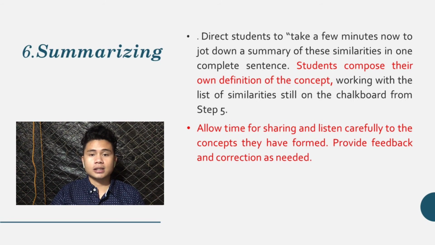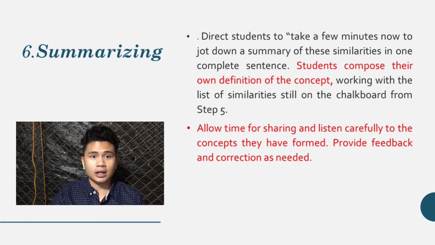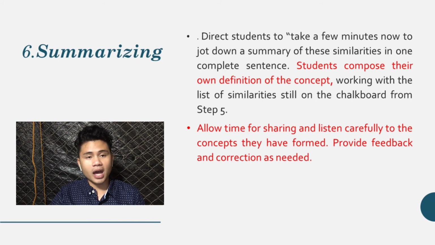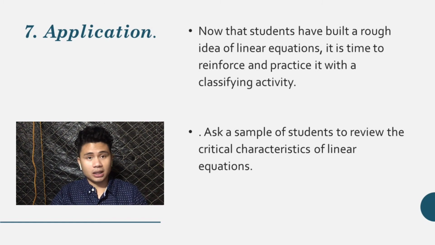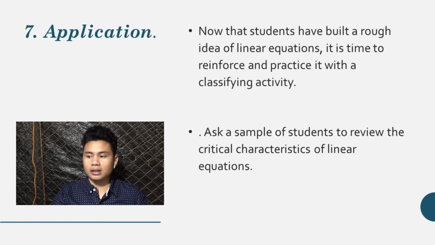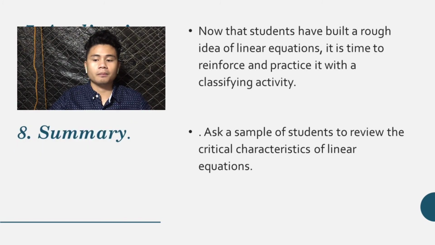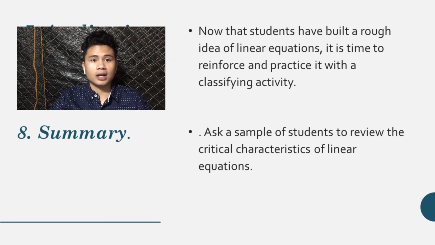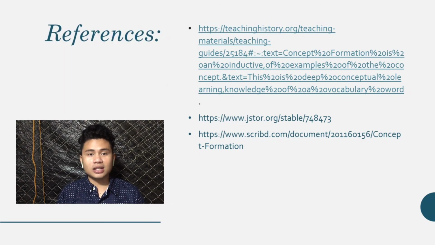Step 6 is summarizing. So direct students to take a few minutes to jot down a summary of these similarities in one to two sentences. So students should compose their own definition of the concept. We should allow time for sharing and listen carefully to the concepts they formed and provide feedback and correction as needed. Step 7 is application. So now that the students have built a rough idea of linear equation, it's time to reinforce and practice it with a classifying activity. And the last step is summary. We can ask a sample of students to review the critical characteristics of linear equation or any other topic that we need to discuss in class.